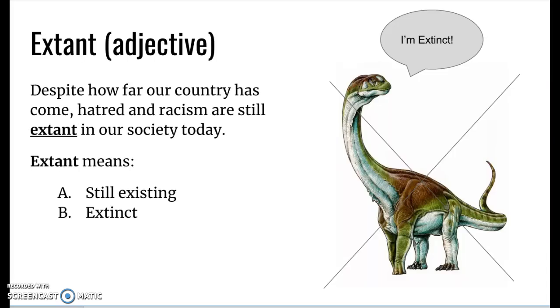Your next word is extant. Extant is an adjective. Despite how far our country has come, hatred and racism are still extant in our society today. Extant means A, still existing, or B, extinct.